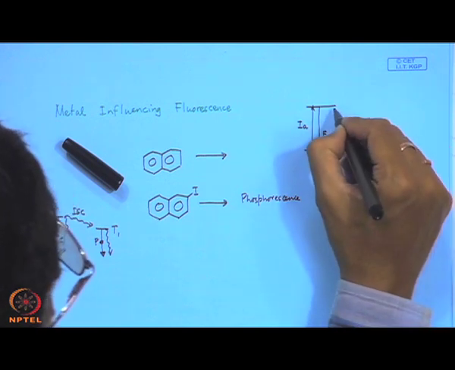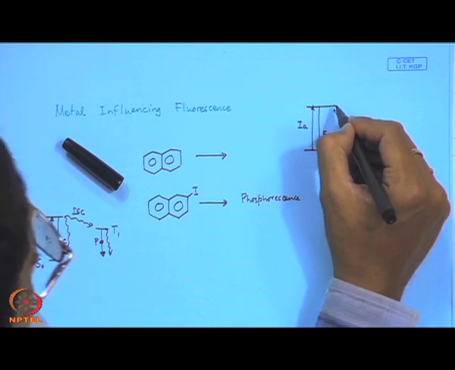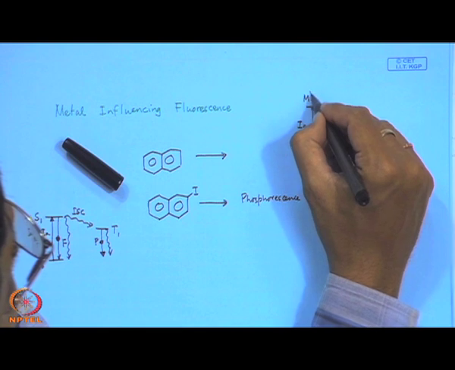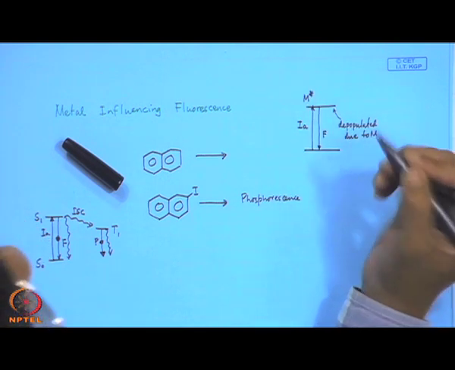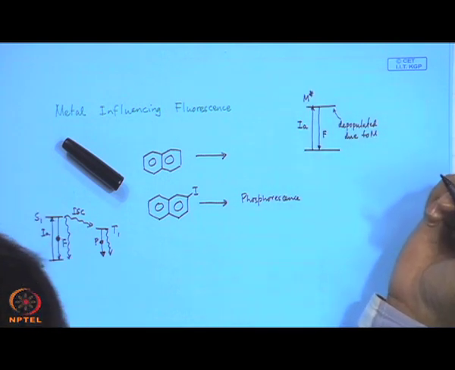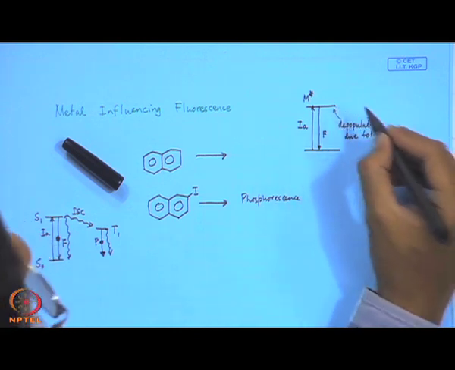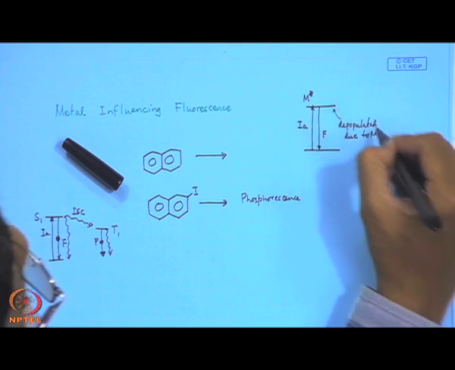Then, the effective population of this excited molecule M star, this number density, is reduced. Number density is reduced means it is giving less fluorescence. Now, how is it reduced? Because of the presence of this M.